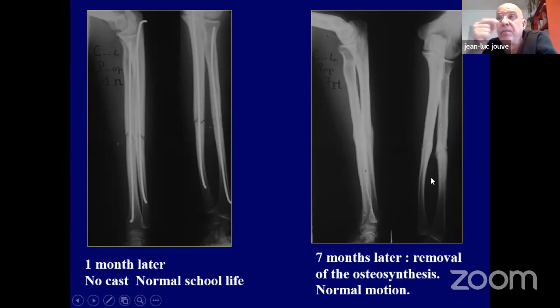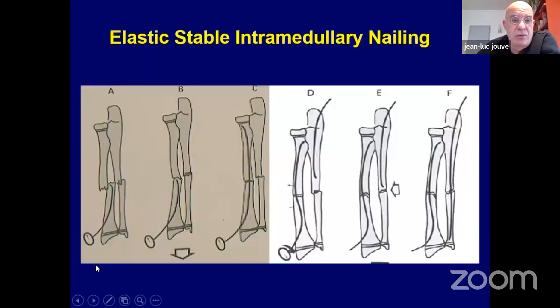The nail must be removed after 6 months. You must keep the nail 6 months because there is a high risk of recurrence of the fracture if you don't remove the nail at this time. So you know the technique, and it will be explained by Pierre Journeau in a future lecture.